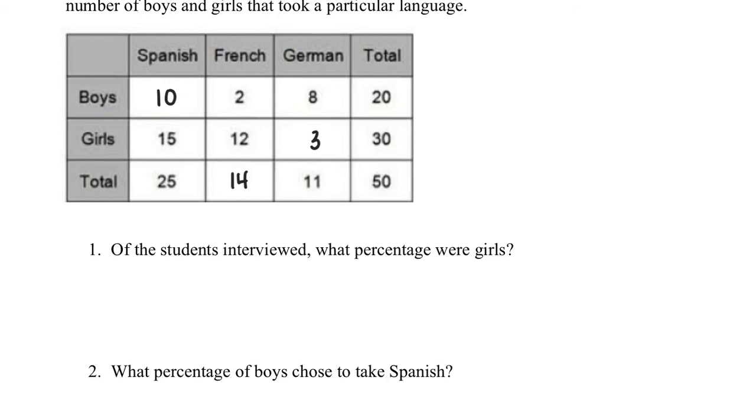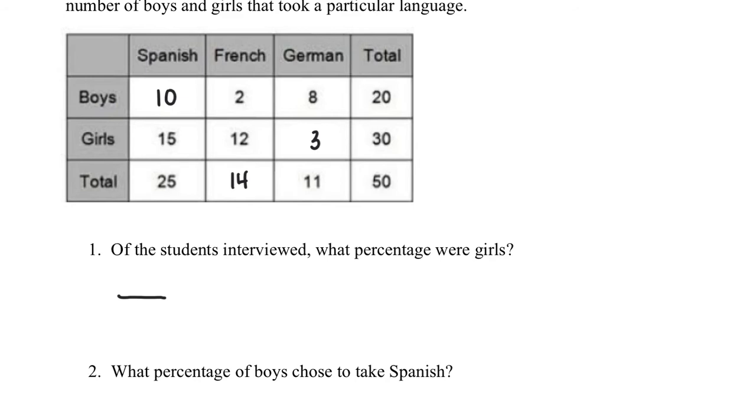Once I've completed my table, the next thing that's going to happen is they're going to ask you to calculate some percentages. And you need to pay very close attention to the words here, because what we're going to do is create a fraction. And then we're just going to divide that fraction. That's going to give us our percentage. But you have to know what goes on the top and what goes on the bottom. Okay, so here's my fraction.